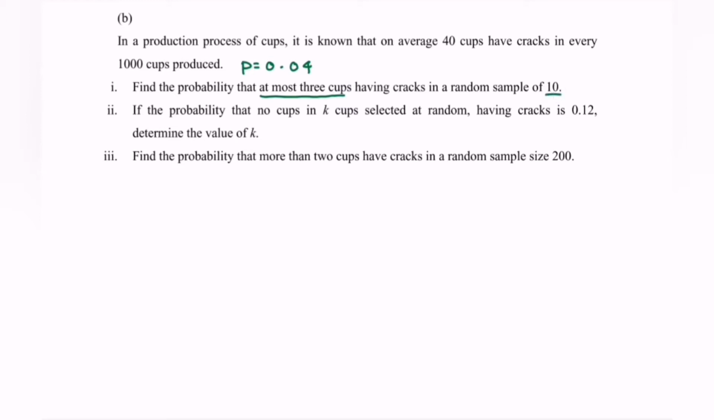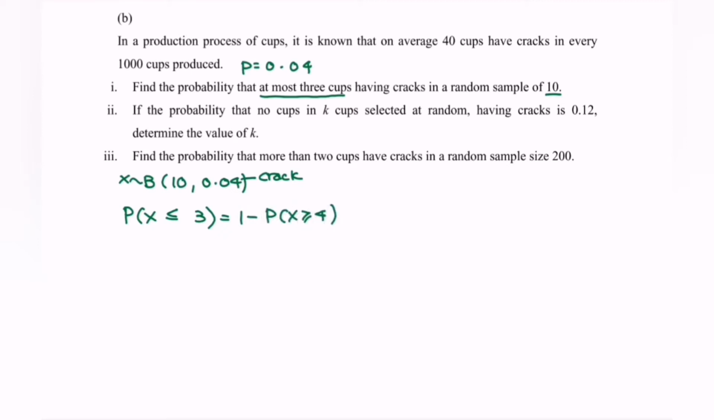By referring to this case, X is binomially distributed with n equals 10 and the probability of crack is 0.04. So the question would be the probability that X is at most 3. By referring to the question, at most 3 cups means less than or equal to. So by referring to the situation, what we have to do is modify it and we have a new formula: 1 minus the probability that X is greater than or equal to 4.